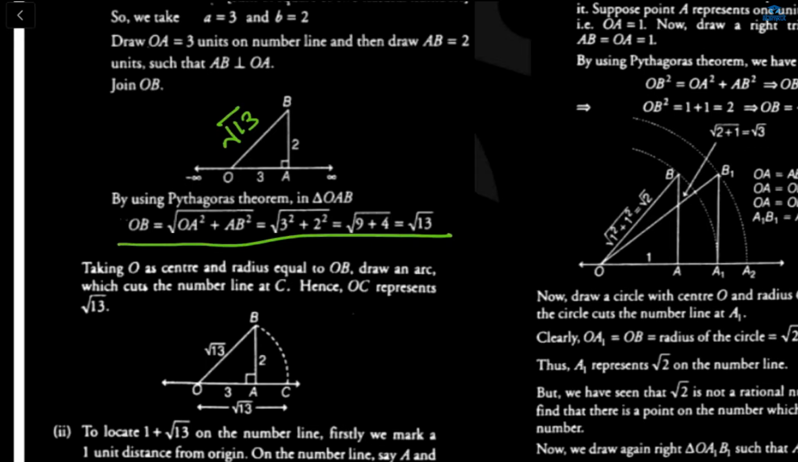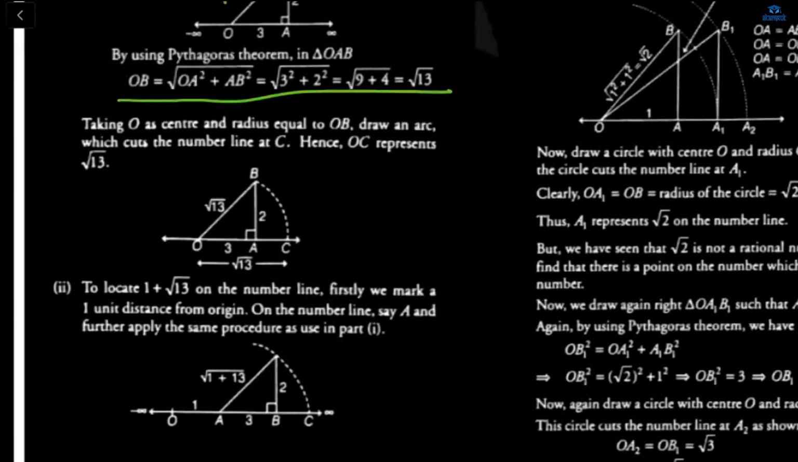When you create the arc, wherever it cuts the number line, that is your root 13. Okay, just see the next figure. This OB I have taken as an arc, and when I cut the number line after taking that same arc, that is the point C, and from 0 to C is the root 13 value. Okay, understood?